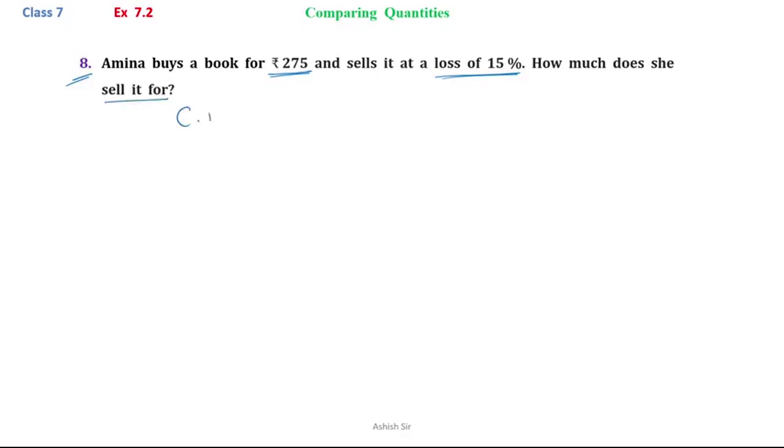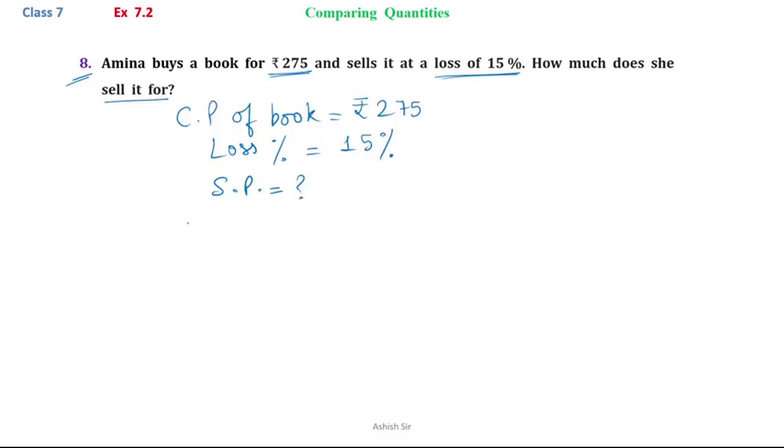So here we see that the cost price of the book is given to us, that is rupees 275. Loss is given in the form of percentage. So the loss percent given here is 15%. Now we need to find out how much she sells it for. So the selling price is asked here. Now we know that loss or profit is calculated on CP, and CP is given to us.